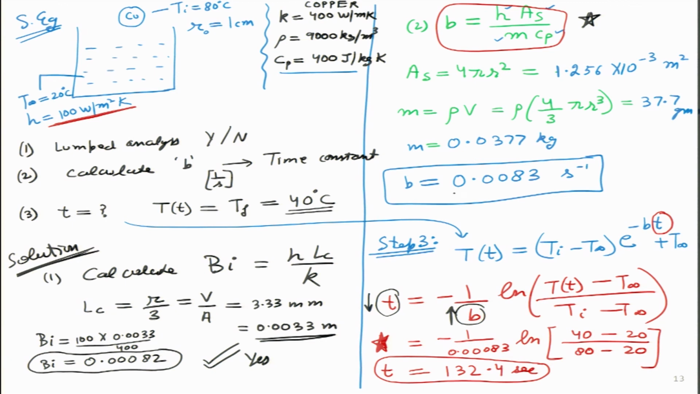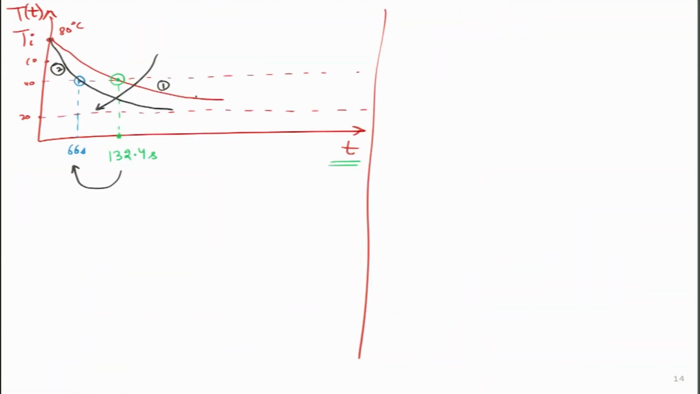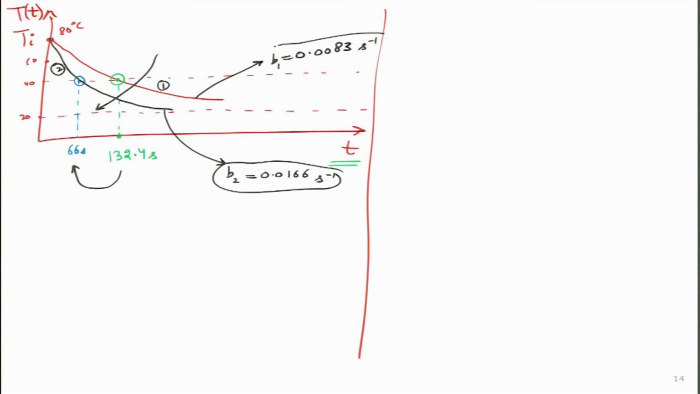So, if the b value was 0.0083, I will write it over here. In this curve 1, the b value is 0.0083 and the unit is second inverse. In the second curve, the b value is known. This one I will call b1, b2. We have figured it out, and I think you will get something like this, isn't it? And these are exact values. I am not taking approximate values over here.